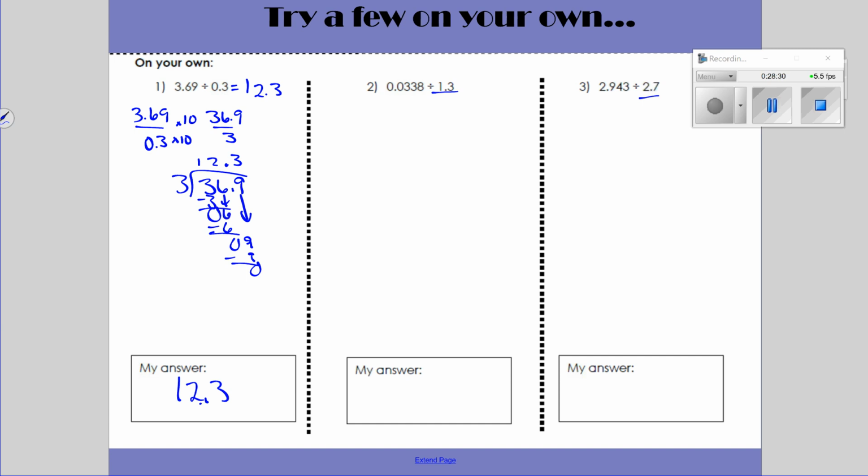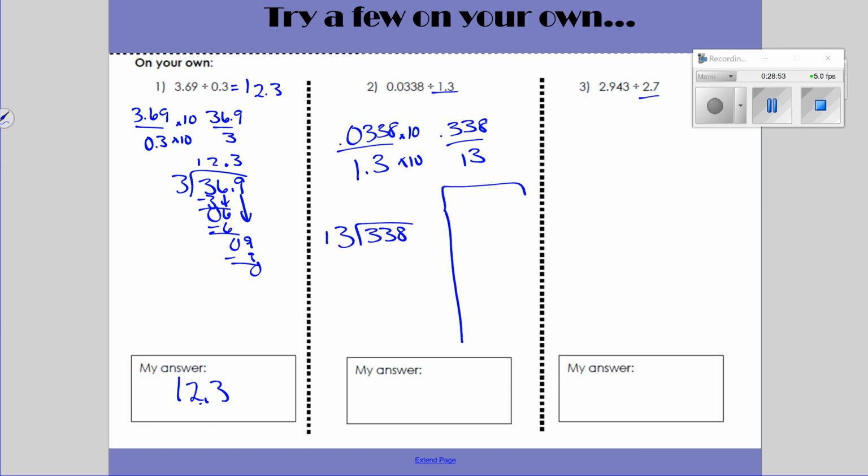Our next one, we have 338 10,000ths divided by 1 and 3/10. I'm only multiplying by 10 because I only worry about the denominator, not the numerator. Gives me 338 divided by 13. So 338 divided by 13.